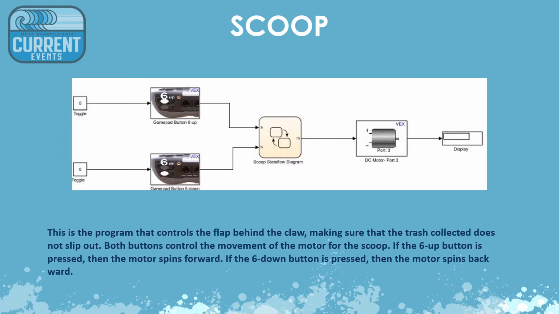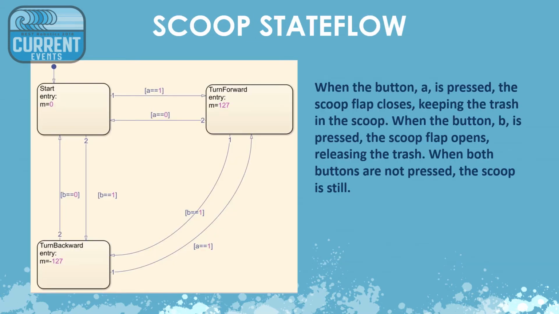This is a program that controls the flap behind the cloth, making sure that the trash collected does not slip out. Both buttons control the movement of the motor for the scoop. If the 6 up button is pressed, then the motor spins forward. If the 6 down button is pressed, then the motor spins backward.